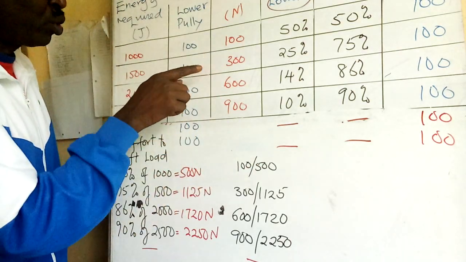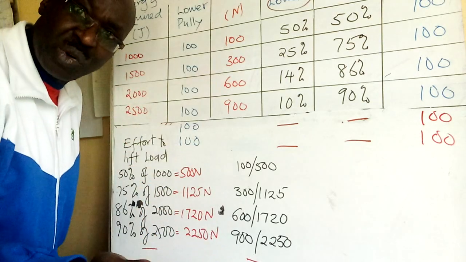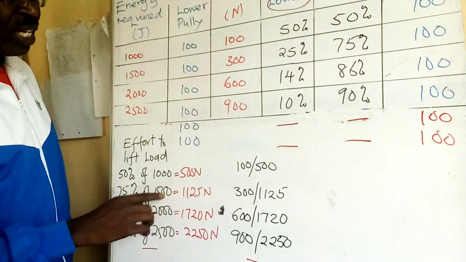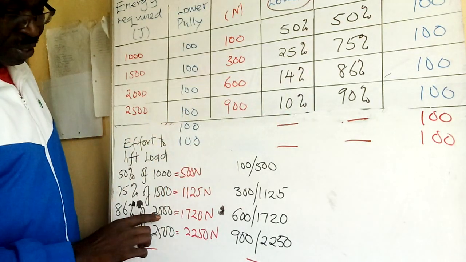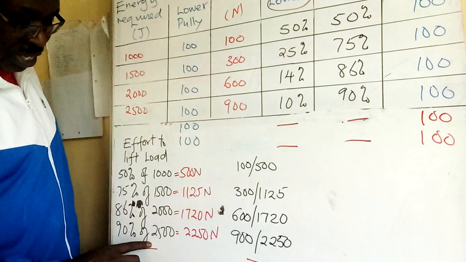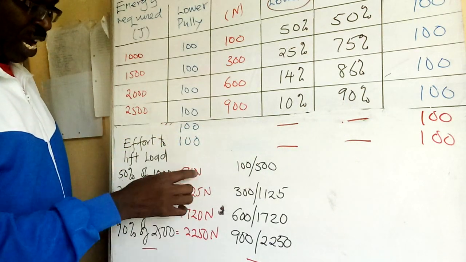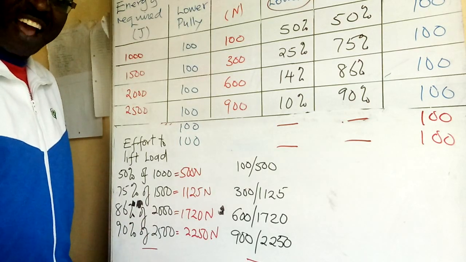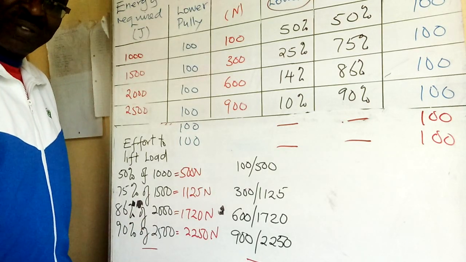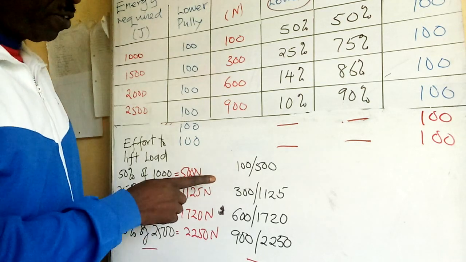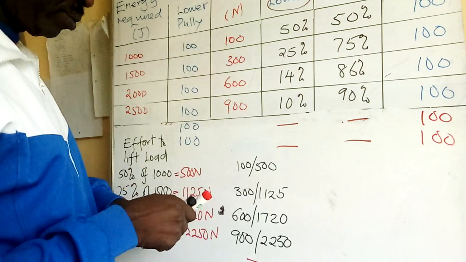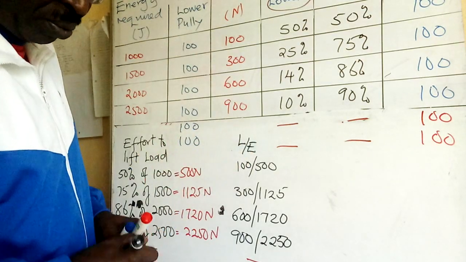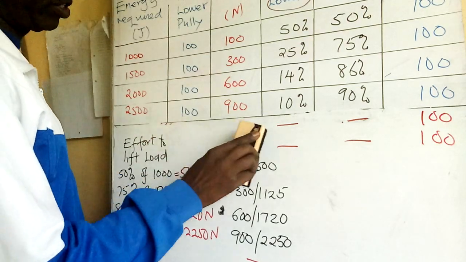I'm showing you, you increase the load, you have to have more energy. So 75% gives you that, then the next is 86% gives you this, and 90% gives you that. So these are the efforts required to lift the load. Now, if I want to get the load, I take the load and divide by effort.